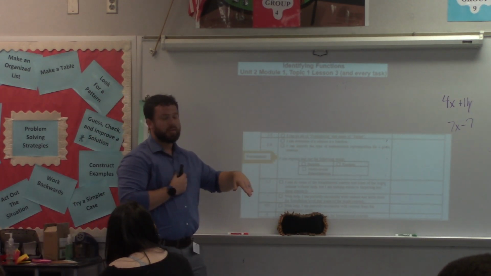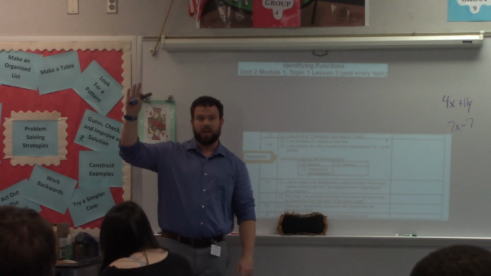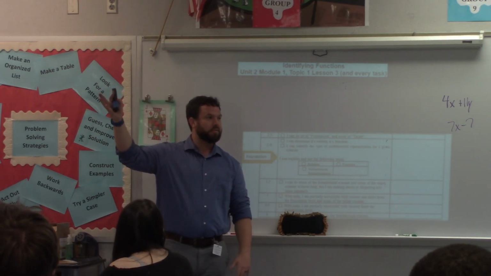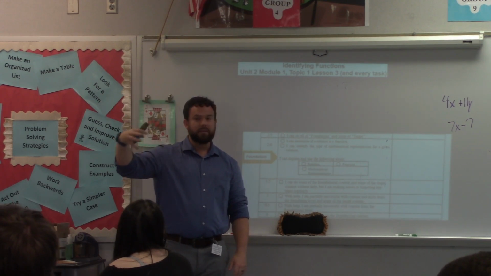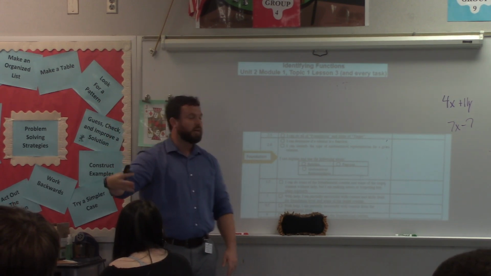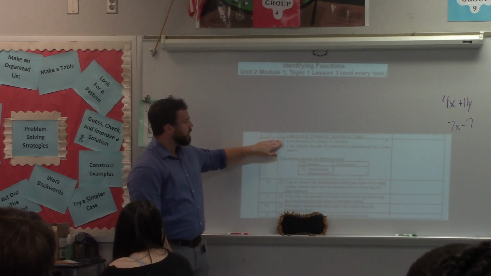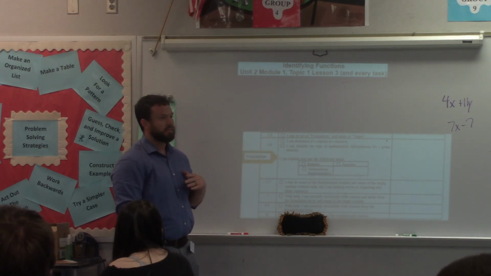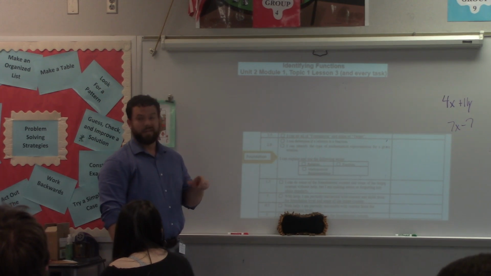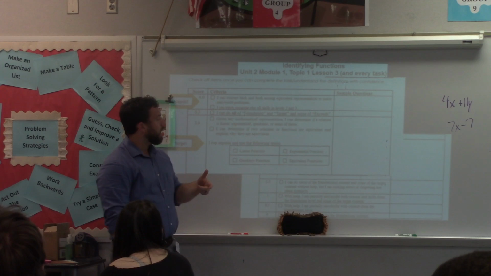Identify the type of mathematical representation. Can we identify graphs, tables, etc., hopefully? Okay, if you can't, because you're not familiar with that language, make sure you study that. Determining if a relation is a function. We've done that in class as well, right? By the way, that's all from Algebra 1 as well.